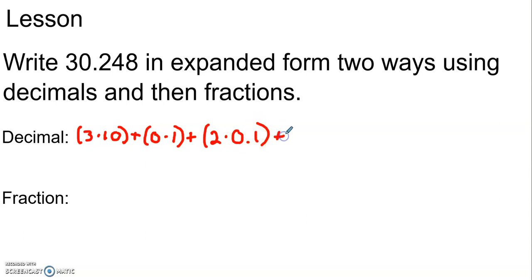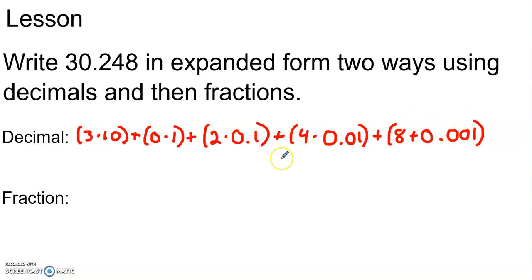And then the next digit is the 4, which is in our hundredths place. And our hundredths again is written as 0.01 or 1/100. And then the last digit is our 8, and then we have the 8 times 0.001 or 1/1,000. I separate each one in parentheses so that I know that I have to do those first, so it gets to the value of each number.